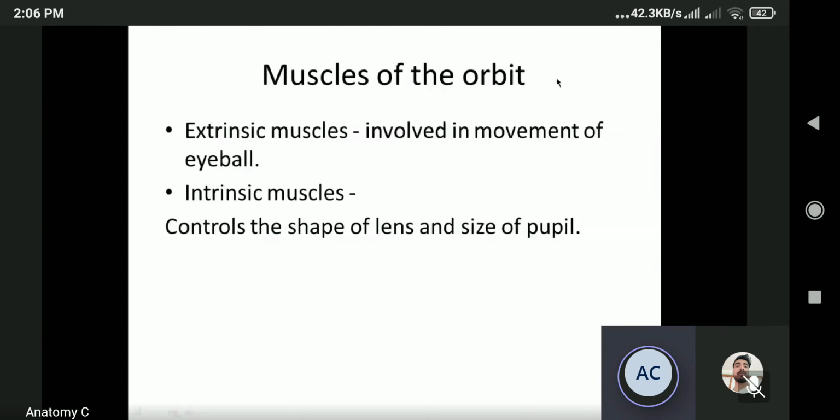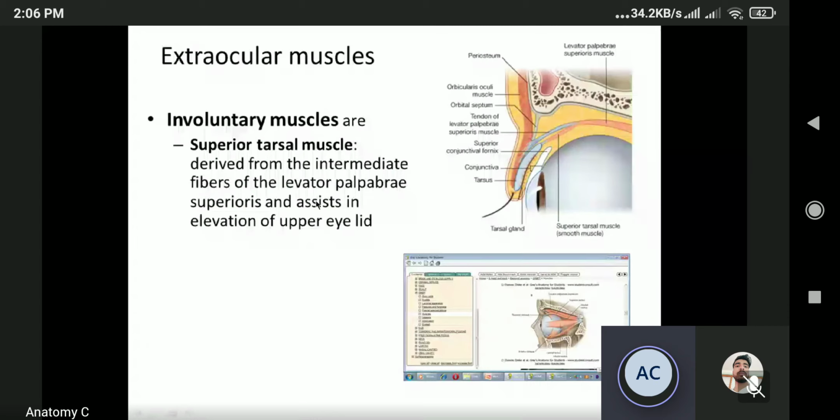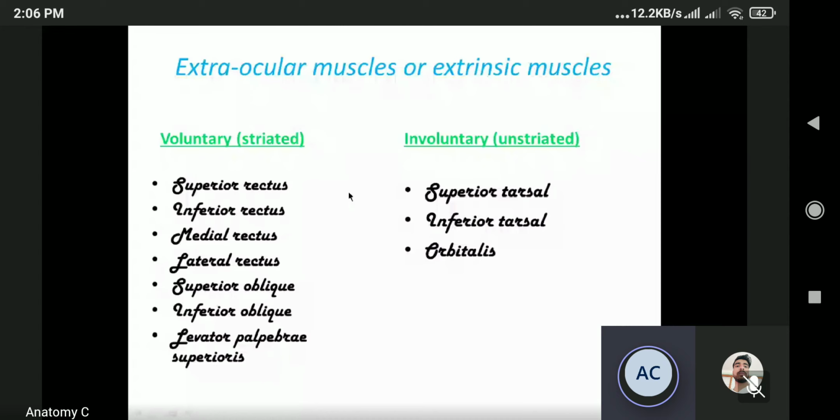So what are the muscles of the orbit? There are extrinsic muscles and intrinsic muscles. Extrinsic muscles are involved in the movement of the eyeball, whereas intrinsic muscles control the shape of the lens and size of the pupil. Okay. So what are they? Extraocular or extrinsic muscles. Please remember, two days before we just focused on extrinsic muscles, but in the KU exam they have asked about intrinsic also. So you have to study both the muscles, extrinsic and intrinsic.